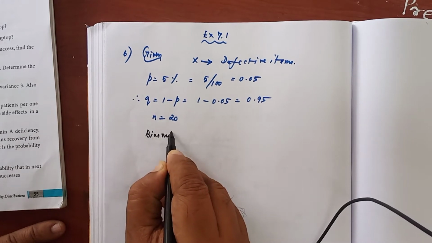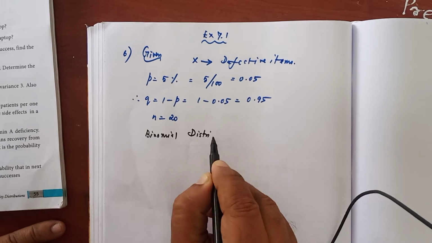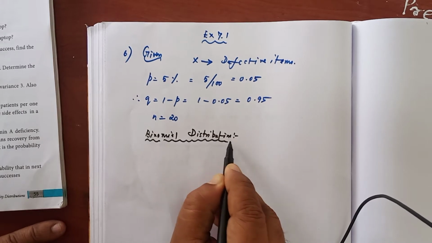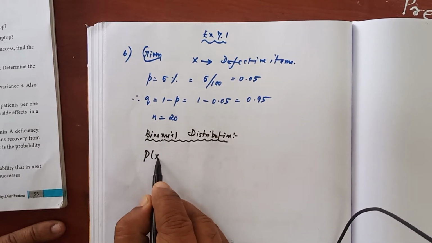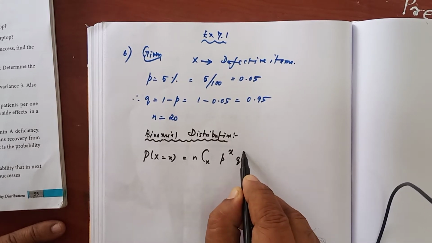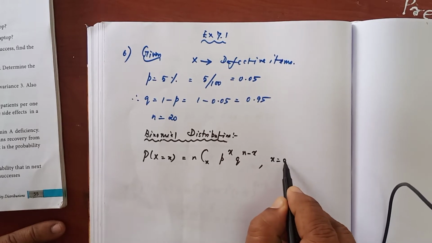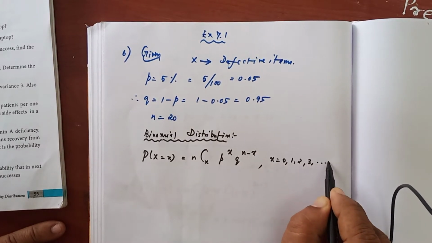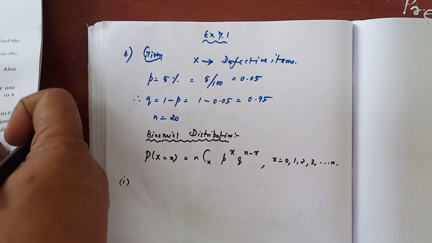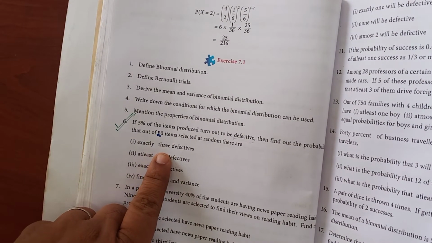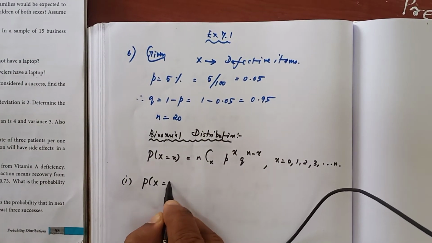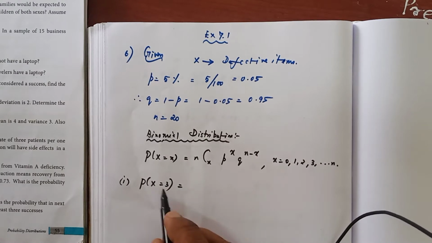Binomial distribution. Probability of capital X equal to x is equal to nCx into p power x into q power n minus x, and x can take the values 0 to n. Now subdivision number 1: exactly 3 defective. Look at that, exactly 3 defective items. So probability of X is equal to 3, exactly 3. Now small x value is 3.